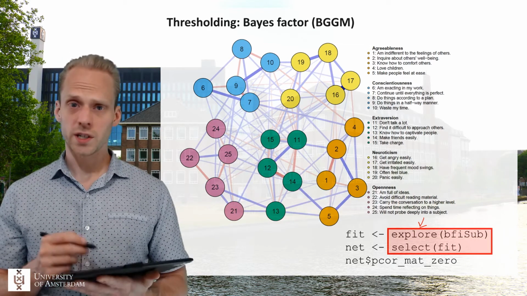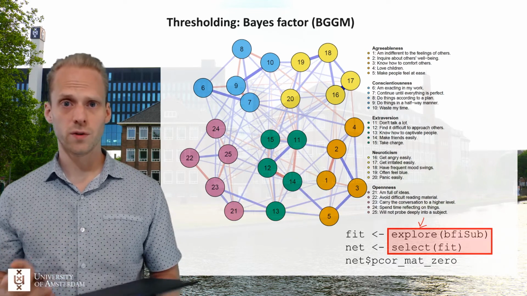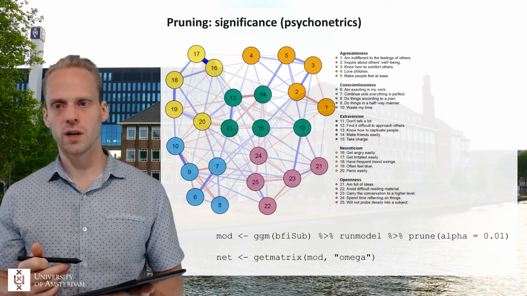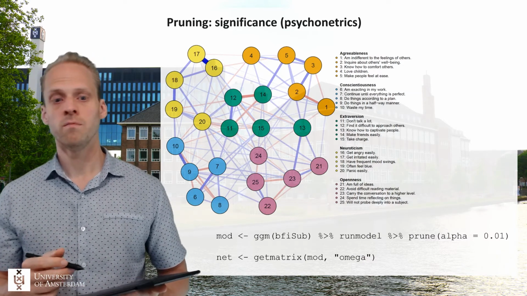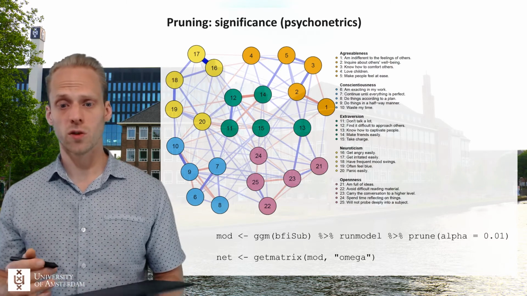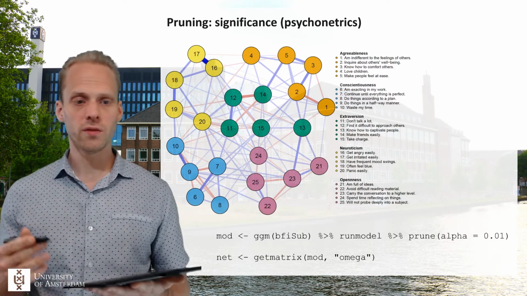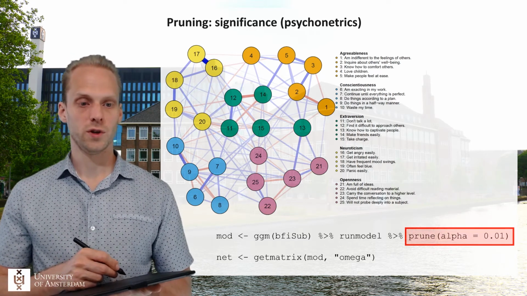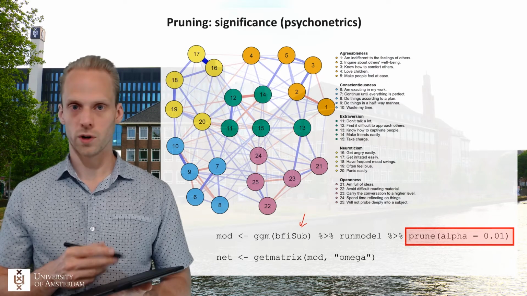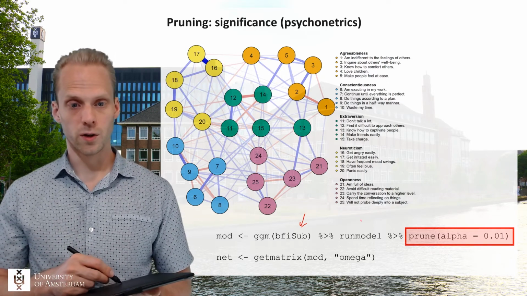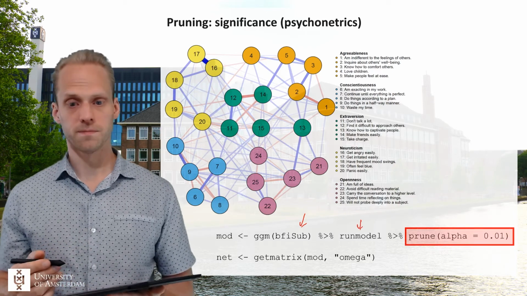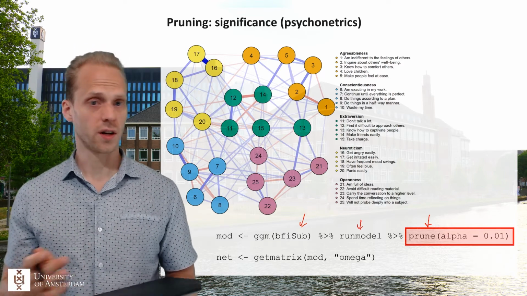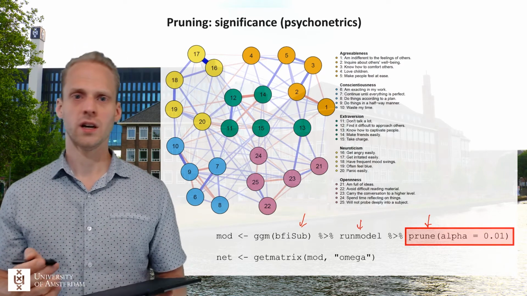Then these are all thresholding methods. So far we have not actually refitted the model. This is something that I call pruning, which you can do in, for example, the psychonetrics package. Here we remove edges based on some criterion, but then we also refit the model. So in psychonetrics, the way that you do that is by using the GGM function to generate a model, or the Ising function to generate an Ising model, to run it, the same way we explained before. And then you use the prune function. And here also you can adjust for multiple comparisons and things like that.